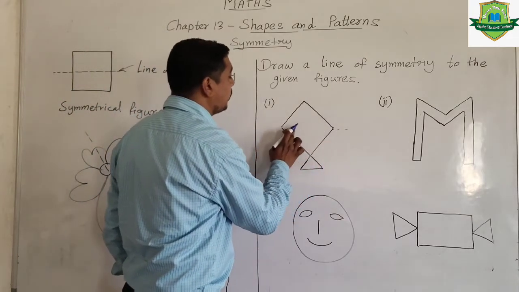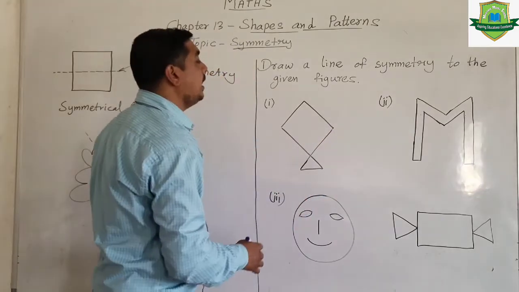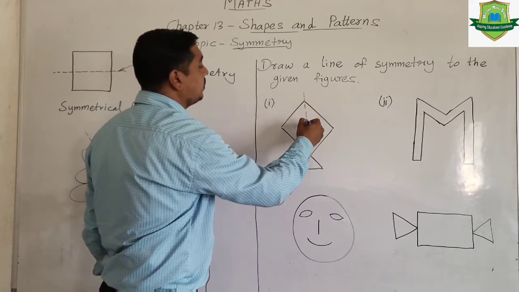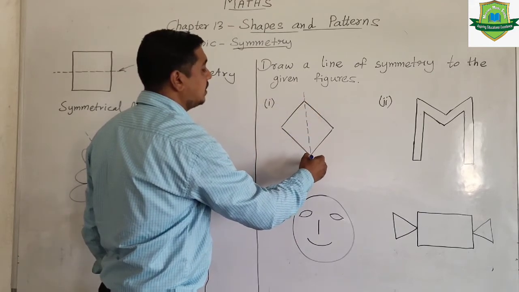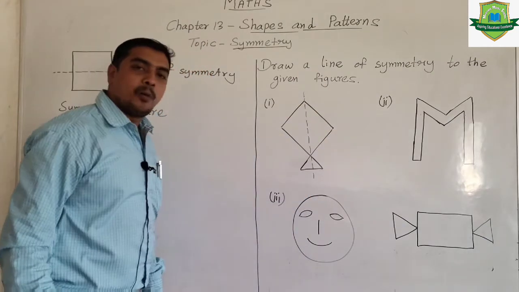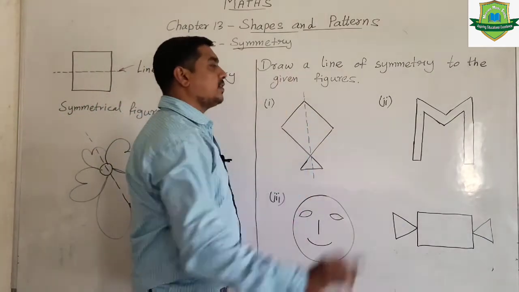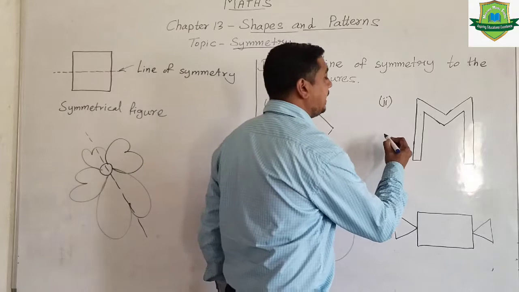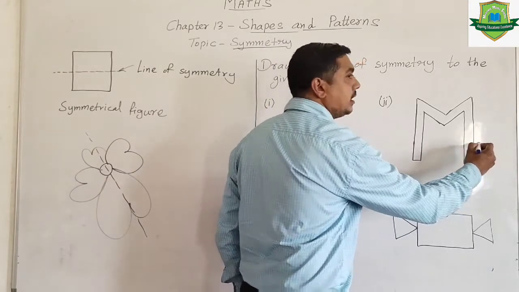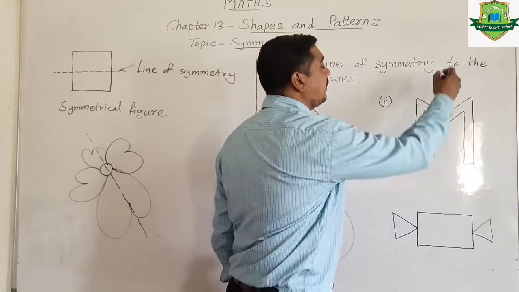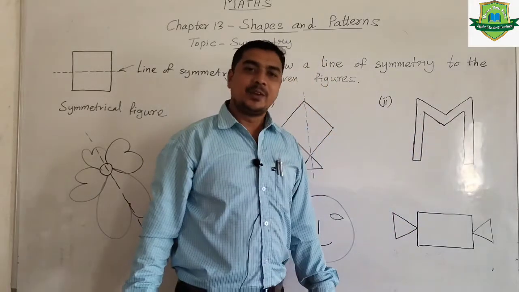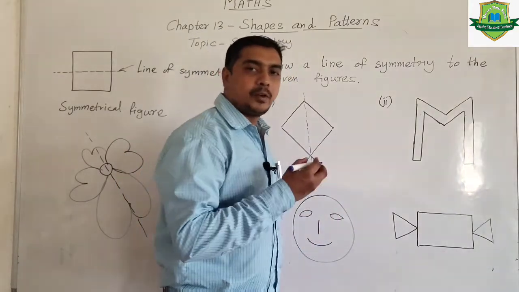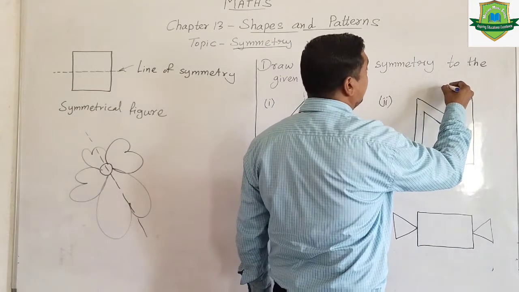So how will we draw? We have to draw a vertical line, isn't it? Then only this figure can be divided into two equal parts. I hope you all understood. So this is a line of symmetry. In figure M also, if I draw a horizontal line, will the horizontal line divide the figure into two equal parts? No, isn't it? So how will we draw the line? We will draw a vertical line here again.